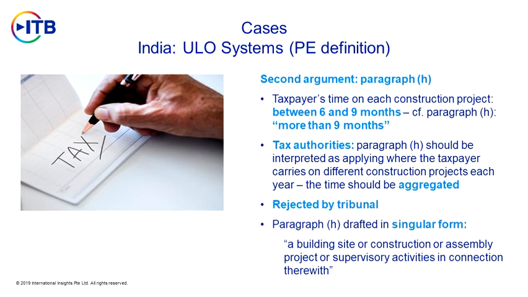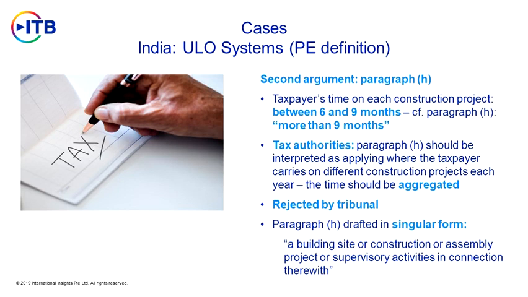The tax authority's argument was that paragraph H should be interpreted as applying where the taxpayer carries on a different construction project each year. In other words, the time spent on all construction projects should be aggregated, which would then push the taxpayer over the 9 months threshold.